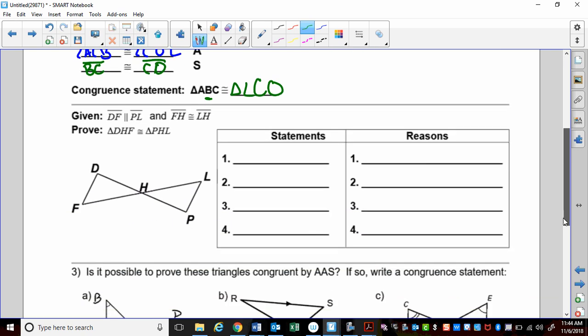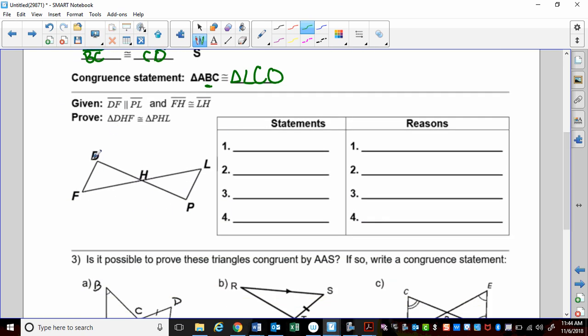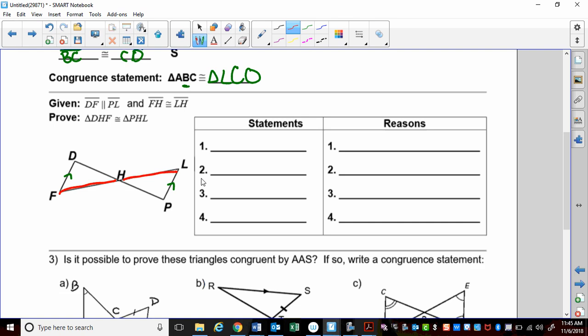We have a proof. It says given DF is parallel to PL. So I'm just going to plug in what parallel means, that these are my parallel sides. This does not give us a congruency. This just helps us find our angles, or we're going to be able to imply something from this. So D to F is parallel to P to L, and it tells us that F to H is congruent to L to H. So this side, F to H, is equal to this side, L to H. That's something that we need.